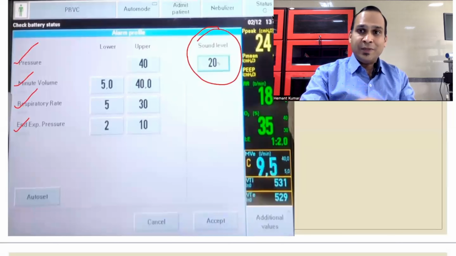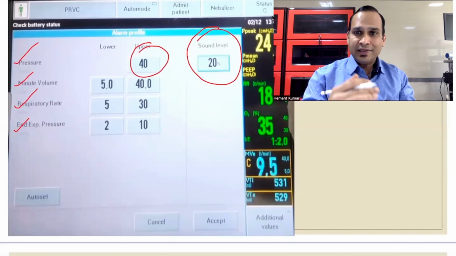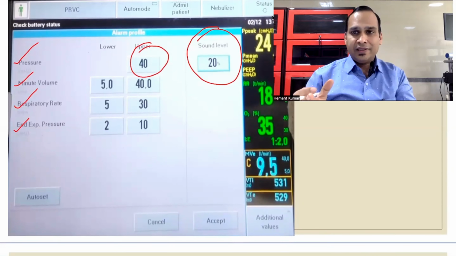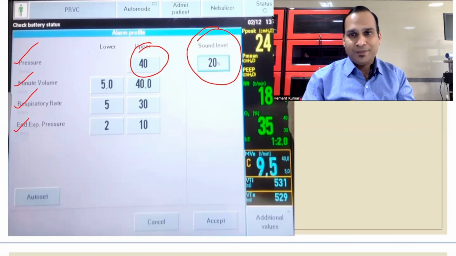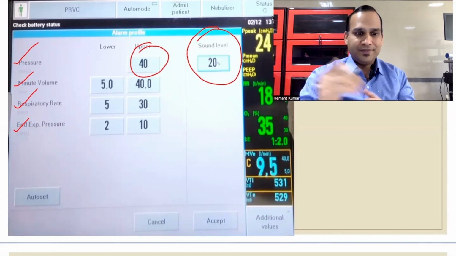So pressure is the peak pressure. We have to set the upper limit because the upper limit is the most dangerous. Once you cross the upper limit, there will be a chance of barotrauma. So we have to set the upper limit.